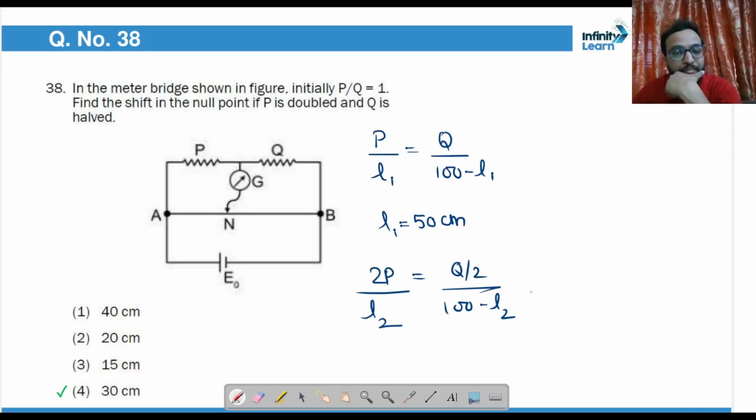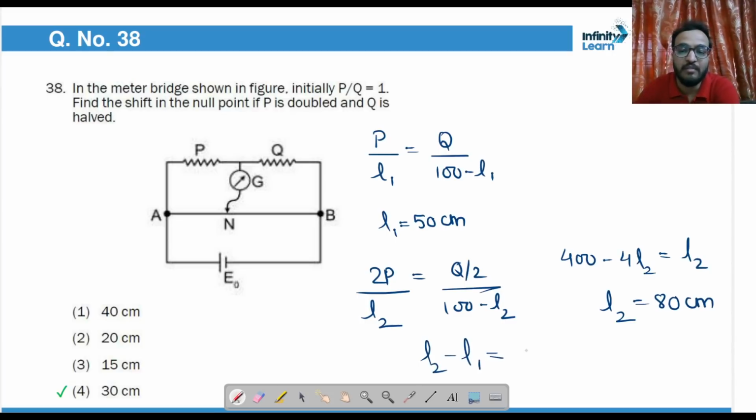P and Q are same, but it will become 400 minus 4L2 is equal to L2. So L2 is equal to 80 centimeter. So what is the shift? L2 minus L1 is equal to 30 centimeter is the shift. That is why the fourth option is correct.